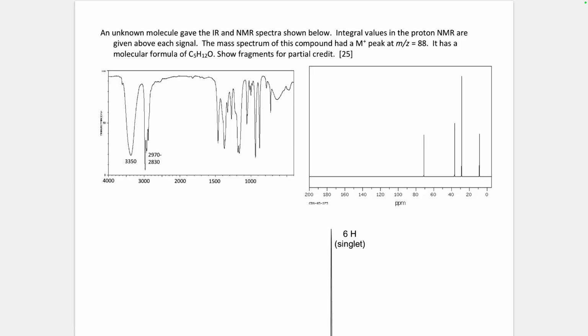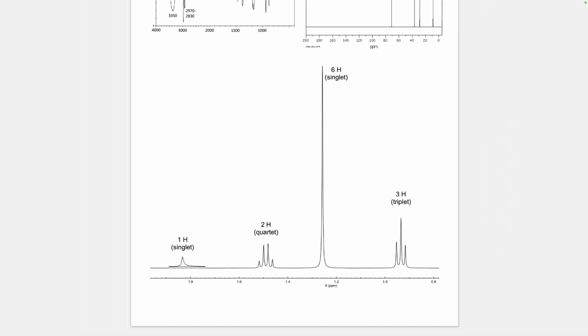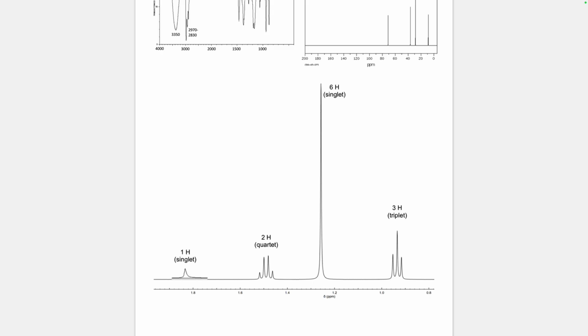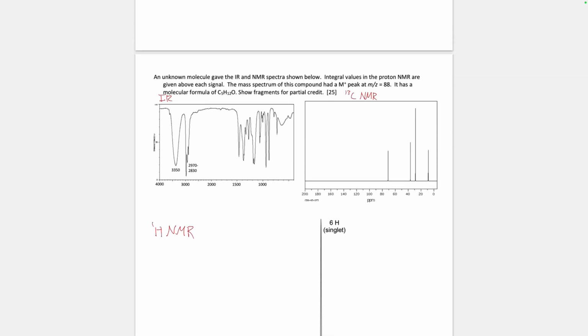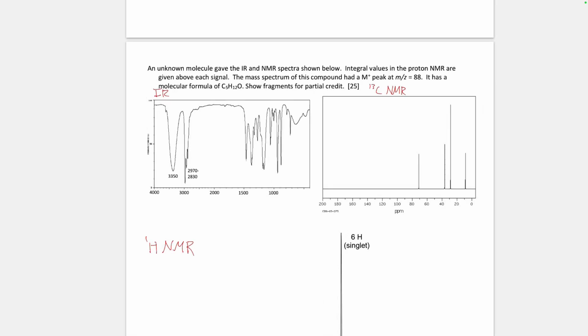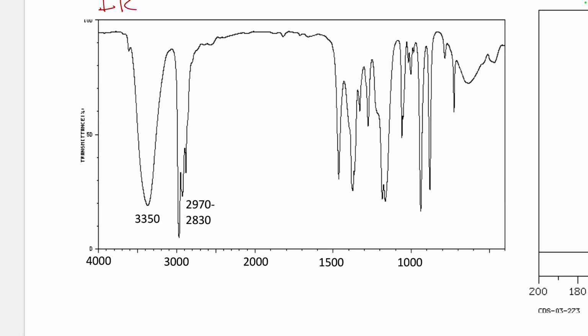I'm just going to label these. I'll call this the IR spectrum. This is C13 NMR. It looks specifically at the carbon atoms. And then the big spectrum that I have here is the proton NMR spectrum, 1H NMR. Let's see what information we can get out of the IR and the proton NMR, which we're really familiar with now. I'll blow up the IR spectrum and let's talk about it.